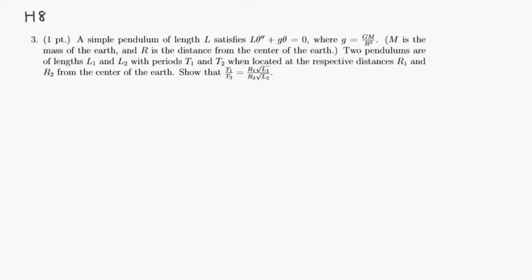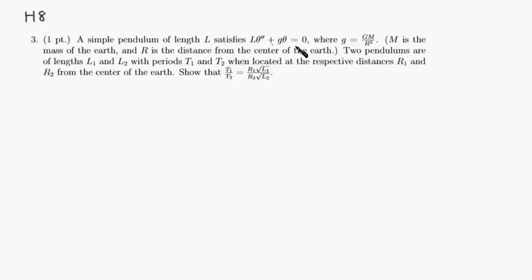All right, let's look at homework 8, problem number 3. We have two simple pendulums of length L1 and L2, and the locations are different. So the distance from the center of the earth is different. R1 is the distance for one place, and R2 for the other. Then we want to look at the ratio between the two periods.